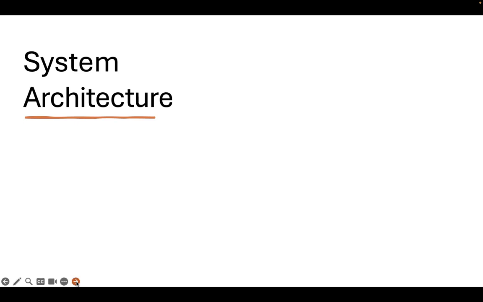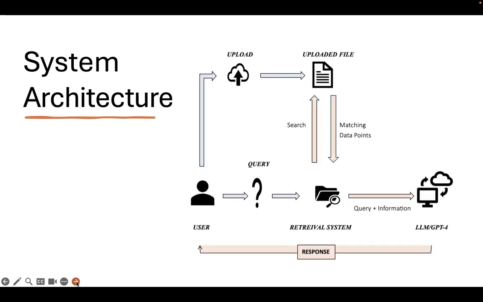We'll see the system architecture, which gives an extensive view of the flow of our application. For example, here you can see the user writes a query and uploads a file. The retrieval system looks for the similar information in the uploaded files, and based on the user query, it then returns the matching data points, which is passed on to the model GPT-4. The GPT-4 model performs natural language processing on the user query and the information collected, and then generates an accurate response which is displayed to the user.